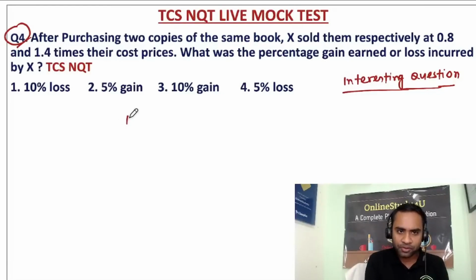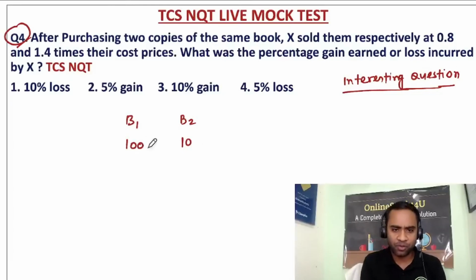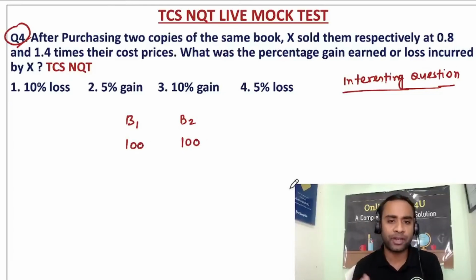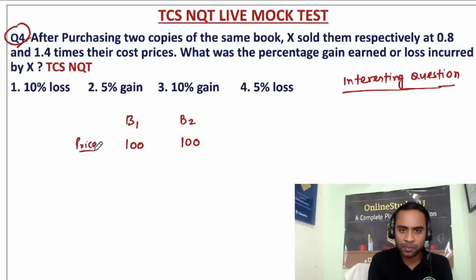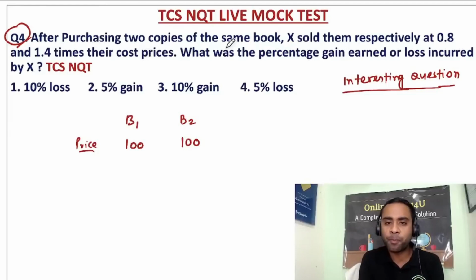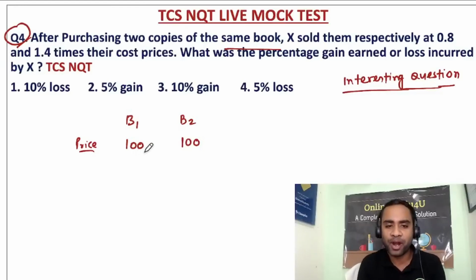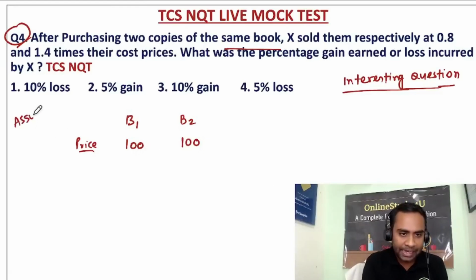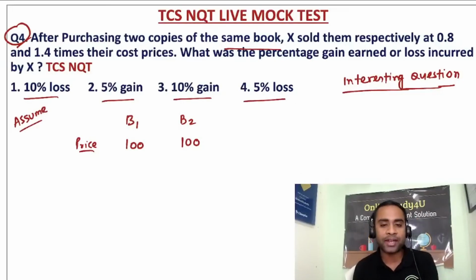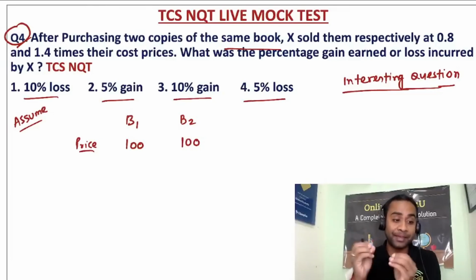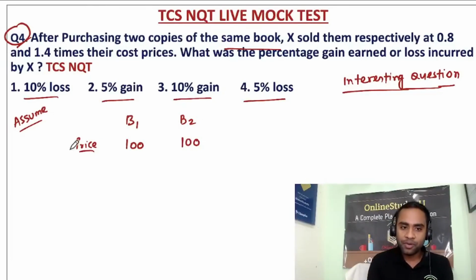Suppose book one price is 10 rupees, book two price is 10 rupees. Or you can also assume 100 rupees. Sir, why are you assuming whatever you want? See, book one price I assumed 100, and book two price is the same, because two copies of the same book means the price is the same. Friends, you can assume any value and solve if your option is given in terms of percentage. This is what I wanted to tell you for a long time. In every session I tell you this.